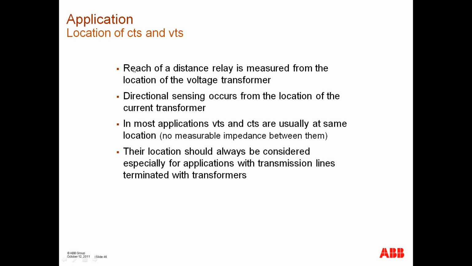The location of CTs and VTs. The reach of a distance relay is measured from the location of the voltage transformer. Directional sensing occurs from the location of the current transformer. In most applications, VTs and CTs are usually the same location. That is, there's no measurable impedance between them. But their location should always be considered, especially for applications with transmission lines terminated with transformers.